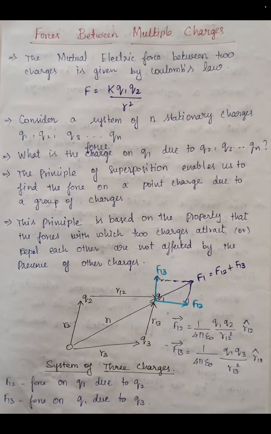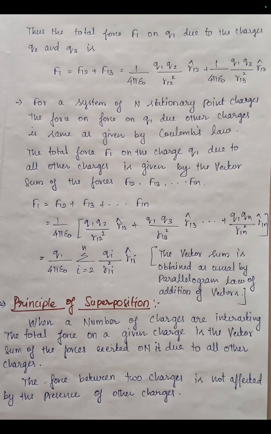So the resultant force on the Q1 charge is F1, which is the addition of these two forces, F12 plus F13. Now the total force on the charge Q1, F1, is equal to F12 plus F13, which is equal to 1 by 4 pi epsilon naught Q1 Q2 by R12 square R12 cap plus 1 by 4 pi epsilon naught Q1 Q3 by R13 square R13 cap. Similarly, if there are n charges, the total force on the charge Q1 due to the other charges becomes like this. In this expression, Q1 divided by 4 pi epsilon naught is common.